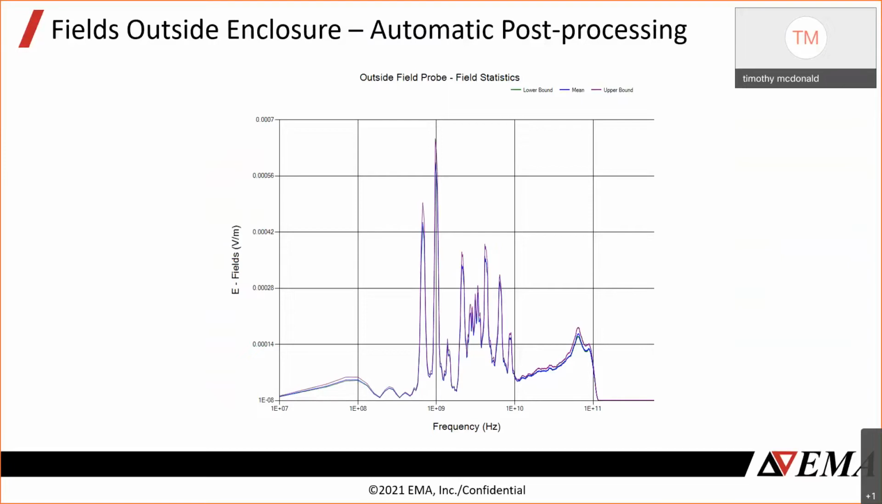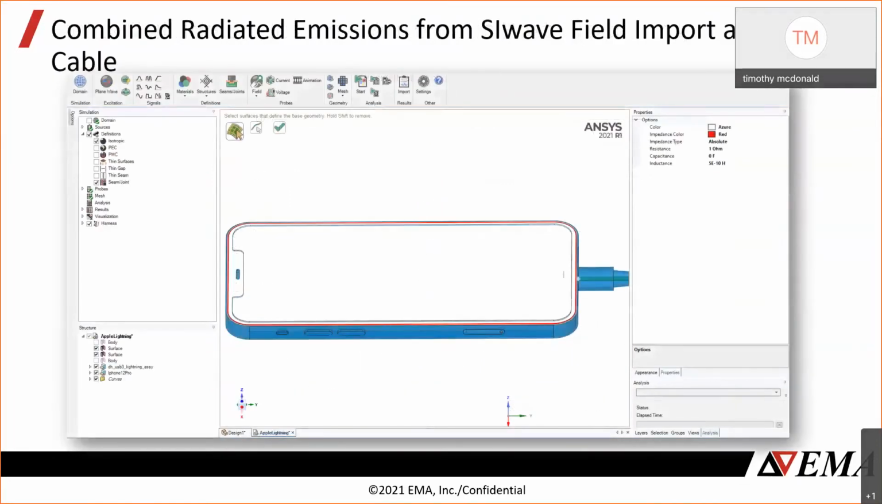And very quickly we can have something that's predictive, and we can make some wise decisions about whether or not we're going to pass or fail our emissions limit and make changes. Those changes may be at the PCB level. Those changes may be at the enclosure or shield level for the cables, but we have a tool now that can help us be predictive and quantitative with a reasonable amount of man effort.